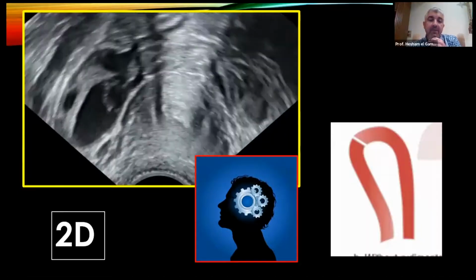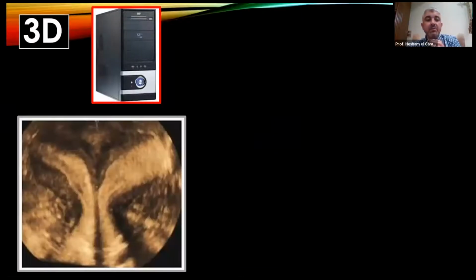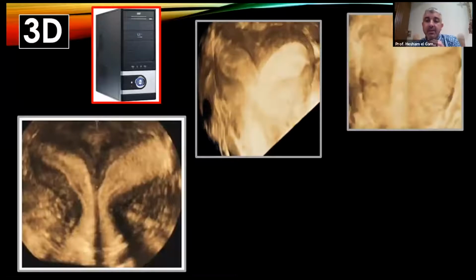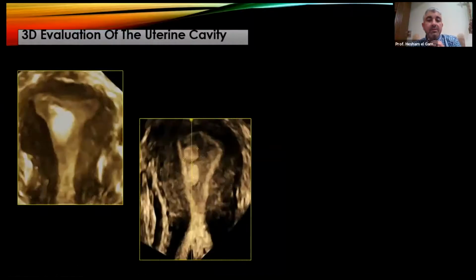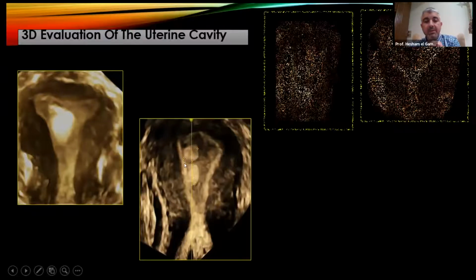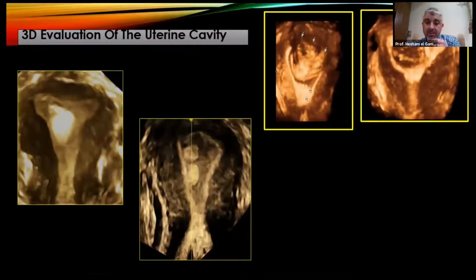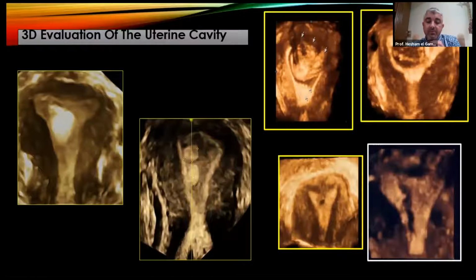And of course, if you have a 3D machine with software and nice images, you could get these very nice images about the shape of the cavity, whether it is a septate uterus, bicornuate uterus, or unicornuate uterus with a rudimentary horn, or a T-shaped cavity. And of course, with the 3D, you could again evaluate polyps, you could evaluate the uterine invasion of submucous myomas and the degree of invasion of the submucous myomas. And adhesions, again, could be easily seen as filling defects within the endometrium.